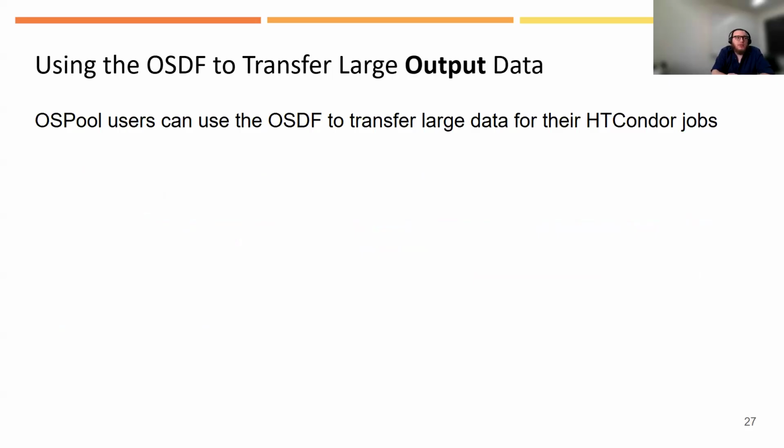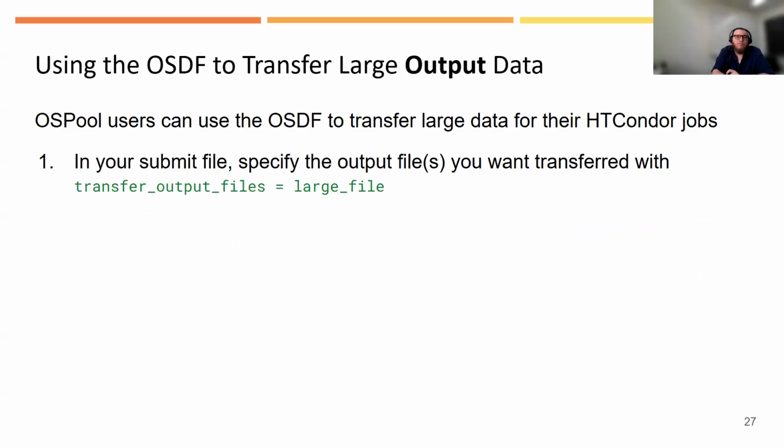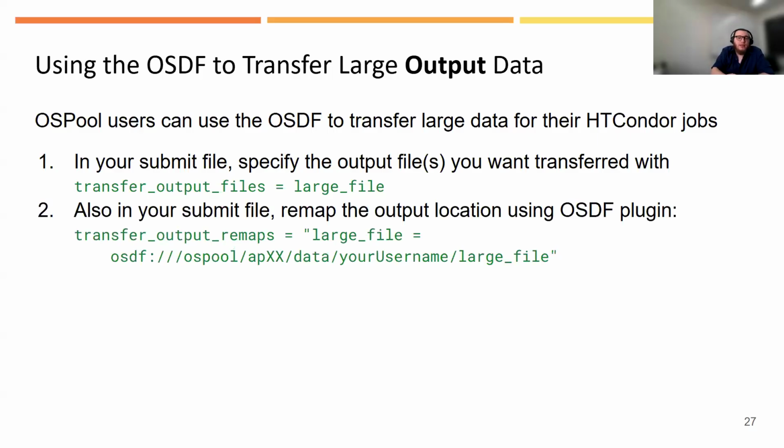For large output data, this is sort of the same thing, but in reverse. There is large data in the job that you want to be transferred back via the OSDF. In your submit file, you would specify the name of the large file that was in the job directory that you want to transfer back. And then also in your submit file, you need to do something called transfer output remaps in order to remap or to change the destination of the file to be in the OSDF.